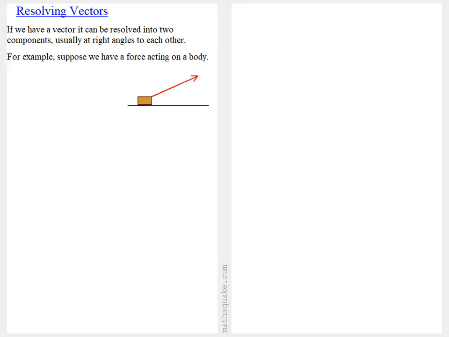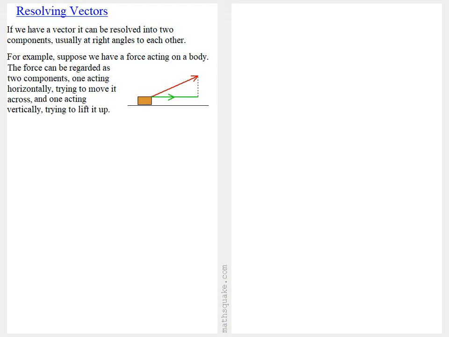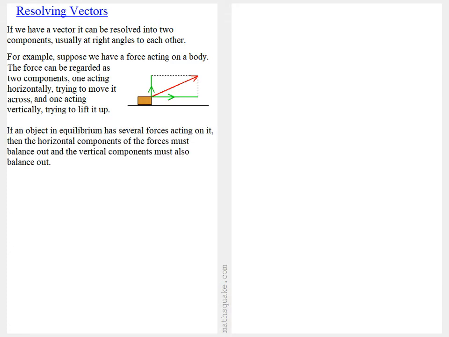For example, suppose we have a force acting on a body as in the diagram. The force can be regarded as 2 components, one acting horizontally, trying to move it across, and one acting vertically, trying to lift it up. If an object in equilibrium has several forces acting on it, then the horizontal components of the forces must balance out, and the vertical components must also balance out.